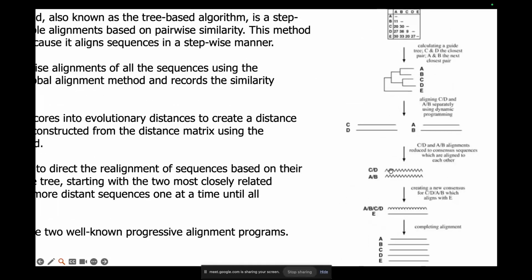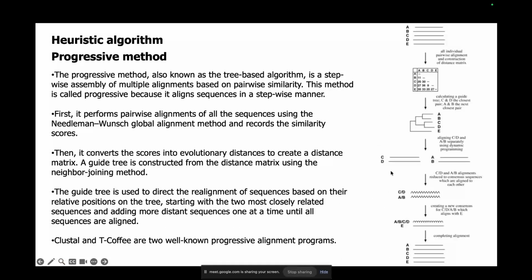Now this method is good, and you have different algorithms and scoring matrices for that. Clustal is a very well known algorithm for multiple sequence alignment. It follows something of this algorithm, a heuristic approach, as well.